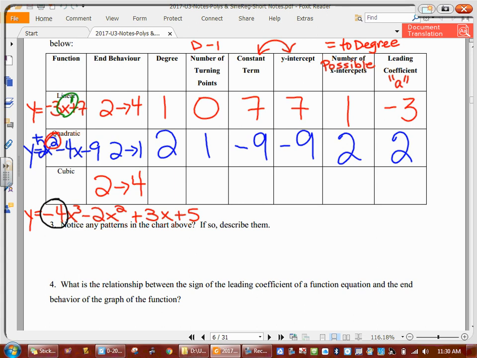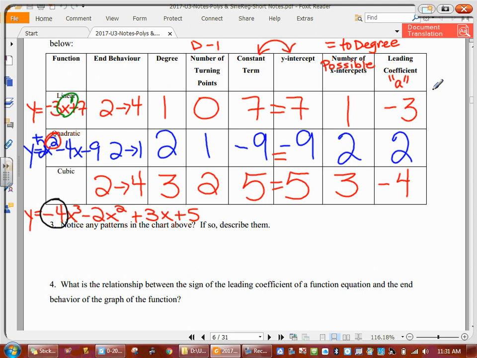Now we want to have our y-intercept. Our y-intercept is the constant, the one without the variable, so it's going to be a 5. So our constant is 5, which is equal to our y-intercept. These will always be equal. They are identical. Number of possible x-intercepts is equal to the degree, so 3 possible. Our leading coefficient in front of our x cubed is a negative 4. Check your work. Make sure it matches.